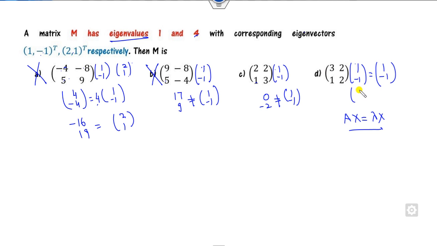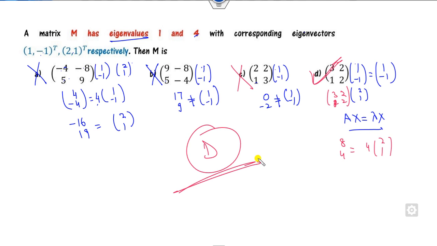Now I can check for the other pair, (2, 1). What is that? It's 6, 3, 2, 2, 1. So 6 plus 2, 8, and 2 plus 2, 4. I can write this as 4 times (2, 1), which is the same. So this is the right answer of this problem.